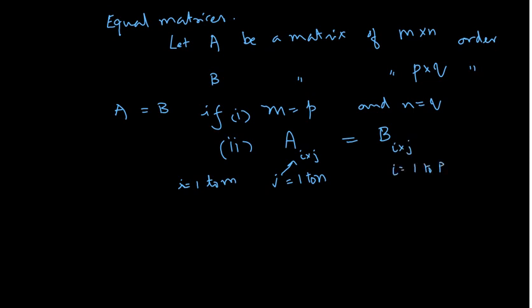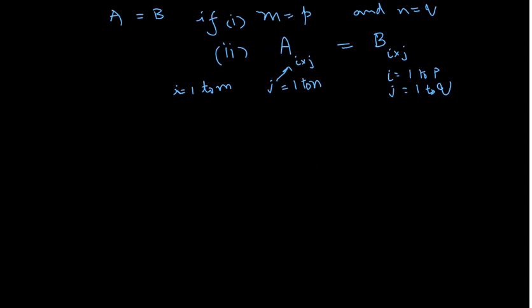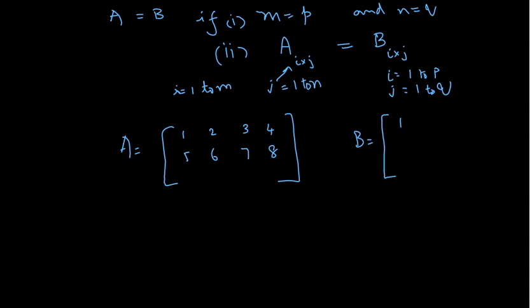So let's consider A is equal to 1, 2, 3, 4, 5, 6, 7, 8. Since it's an example, I have to take the same thing for B: 1, 2, 3, 4, 5, 6, 7, 8. So the order of A is 2 rows and 4 columns. The order of B is also 2 rows and 4 columns.